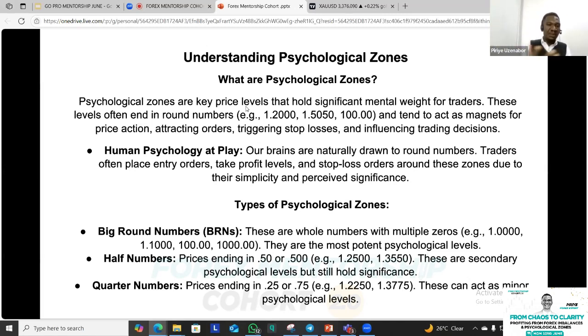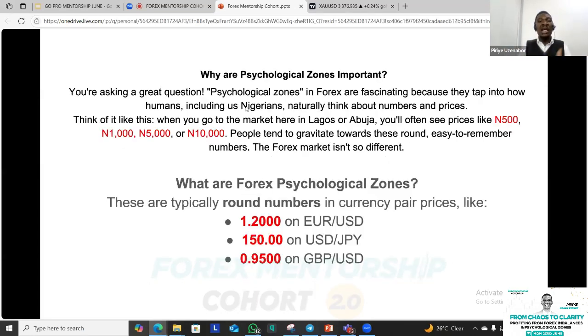We have different types of psychological levels: big round number psychological levels, half number psychological levels, quarter number psychological levels. For me, I like the big number psychological level. It doesn't in any way take away the place of the half numbers and quarter numbers. I like the big number psychological level, and I'm going to show you how to plot it.